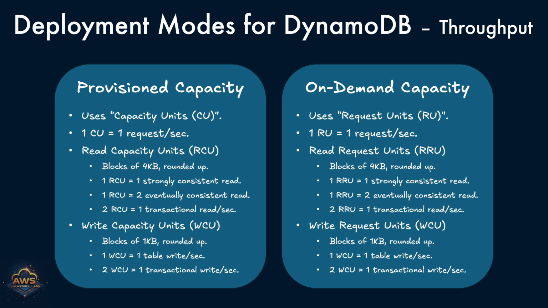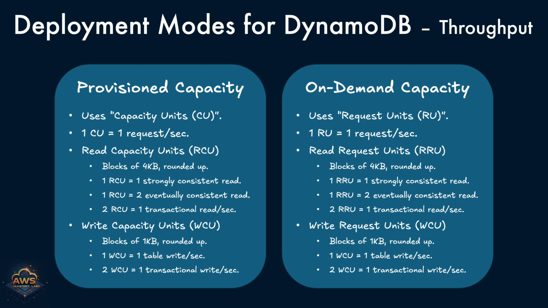On the right side, DynamoDB uses write request units, WRUs, also calculated in blocks of 1 kilobyte, rounded up. One WRU supports one standard write request per second. If you're performing transactional writes, the cost doubles. You'll need 2 WRUs per write per second. Unlike provisioned mode, there's no need to manage or forecast capacity. DynamoDB automatically scales to accommodate your workload in real time. This simplicity is a major advantage for teams that want agility without operational overhead.